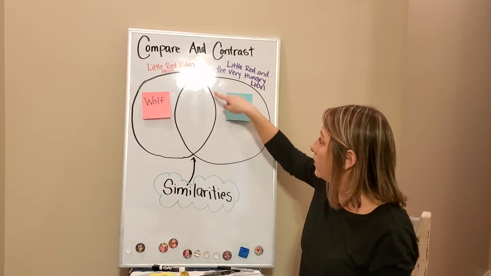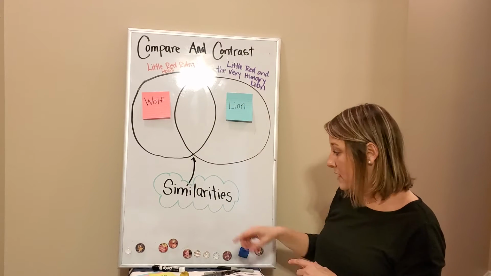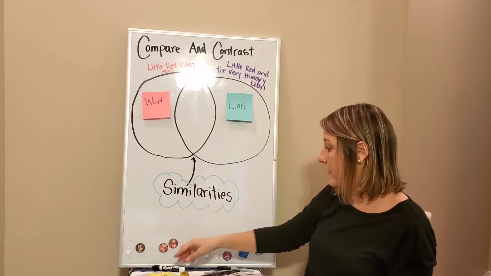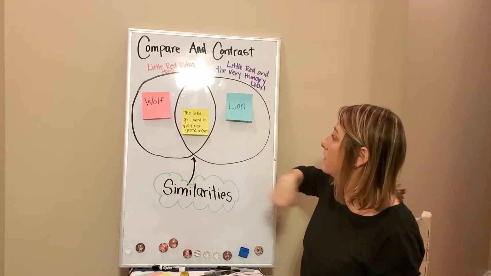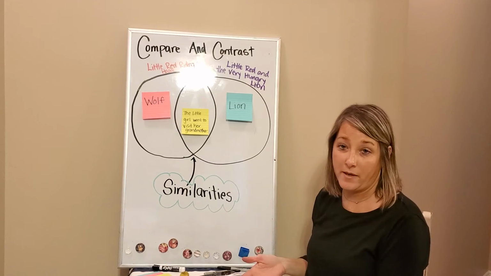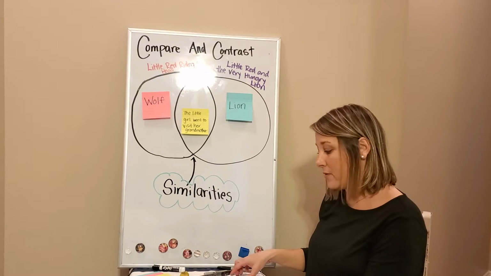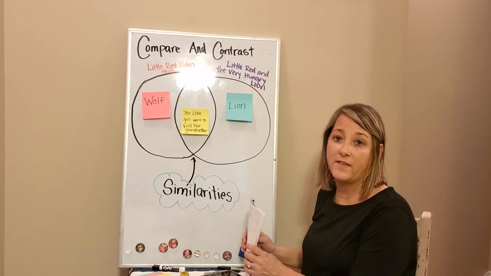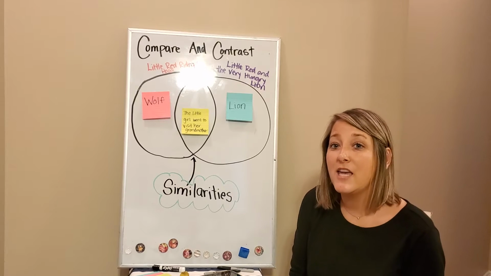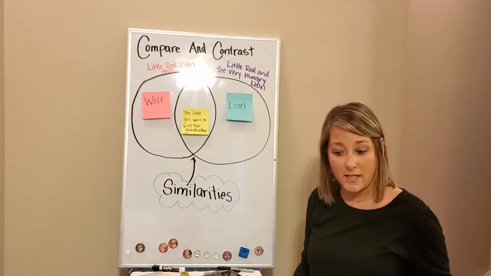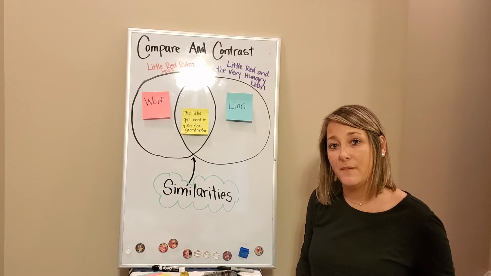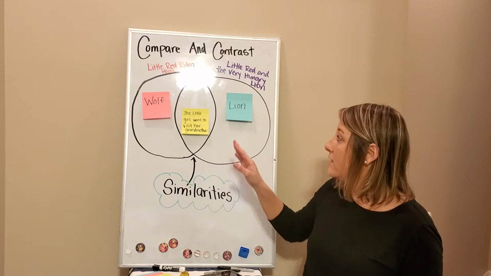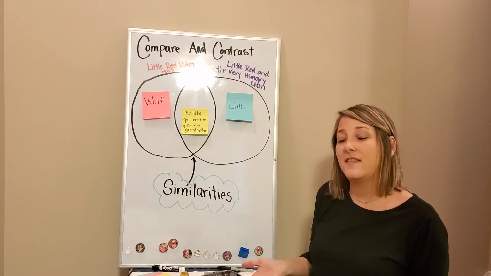So if you look right here where the two circles overlap, that's where we put the similarities. How are they similar? In both stories, the little girl went to visit her grandmother. So that's a way that they are both the same. When we get finished with this video for today, you can pull up the sheet and use the Venn diagram and come up with different ways that they are alike and that they are different.